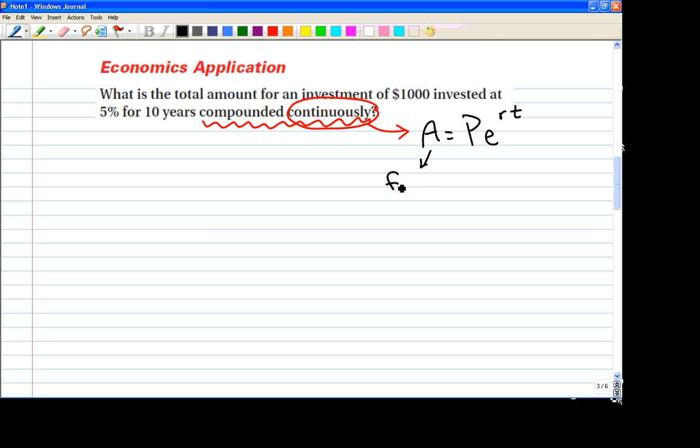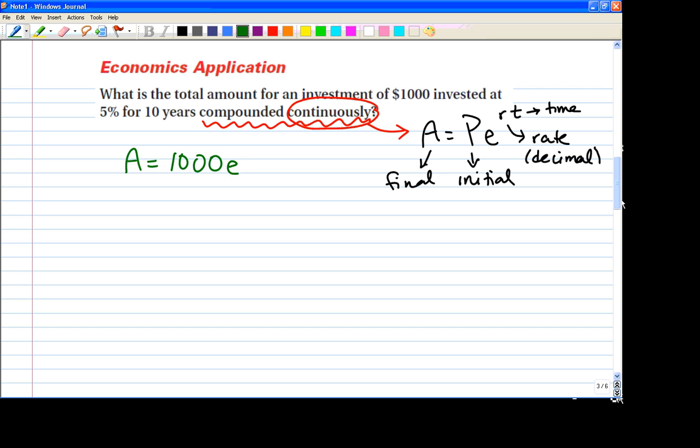Okay, so we have A is going to be our final amount. P, just like it's always been, is going to be the initial. There's our new friend e. Here r is going to be the rate in decimal form. And t is going to be our time. So let's look at this example. We are investing $1,000 at 5% for 10 years compounded continuously. So we're looking for what that final amount will be. So we'll have $1,000, so there's our value for P, times e. Our rate is 5%, so that's 0.05, and our time is 10 years.